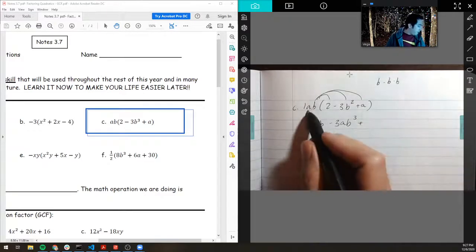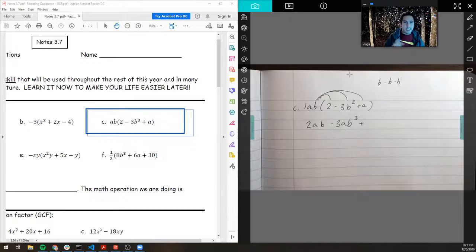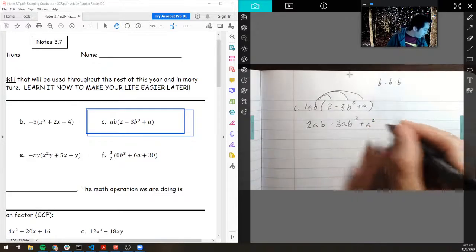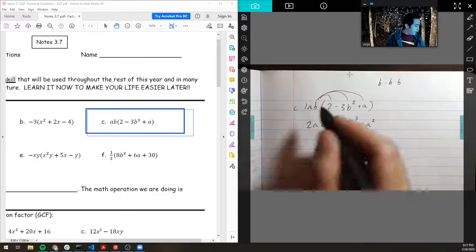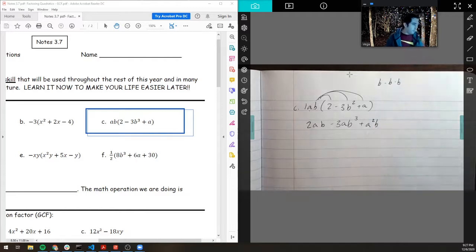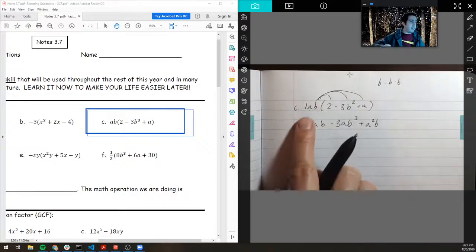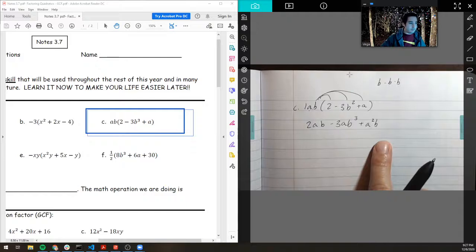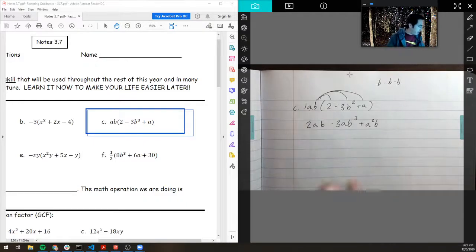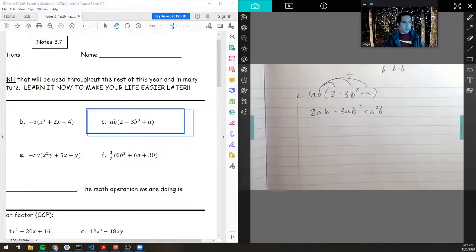Plus ab times a, again, is a times a, which is a squared, and then there's only the b and the ab, so it's just b times 1, right? So ab times 2 is 2ab, ab times negative 3b squared is negative 3ab cubed, and then ab times a is a squared b, right? So just multiplying everything into it. Let's look at another one.